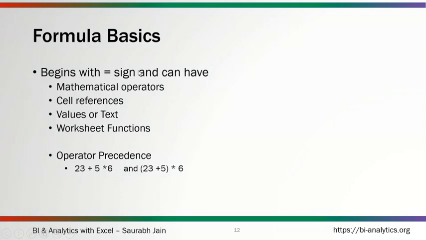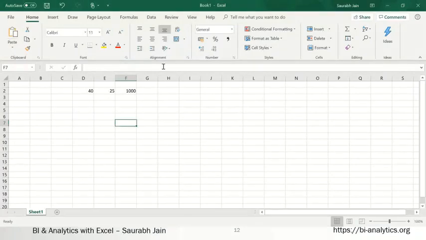A formula begins with an equal sign and can have mathematical operators, cell references, values or text, and worksheet functions. Let's take everything in turn. First are mathematical operators, which means you can have plus, minus, multiplication, division, exponential, like this.